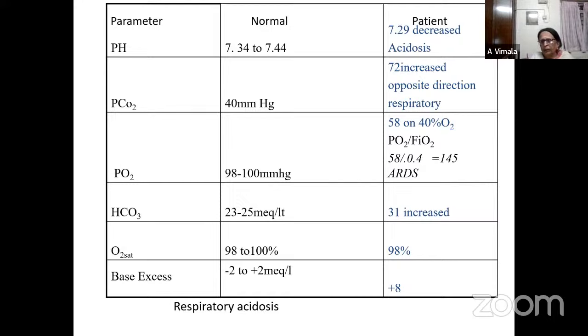This child, or this 60-year-old man, was on 40% oxygen and was only giving a PO2 of 58. So the PO2 FiO2 ratio here is 58 by 0.4, which is 145, which is suggestive of an acute lung injury, acute respiratory distress syndrome.